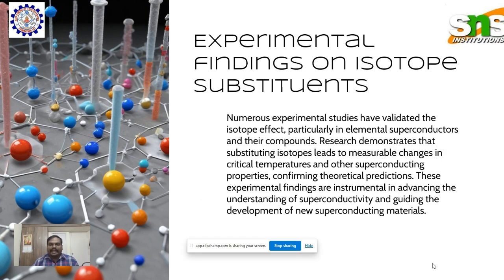Experimental findings on isotope substitution. Numerous experimental studies have validated the isotope effect, particularly in elemental superconductors and their compounds. Research demonstrates that substituting isotopes leads to measurable changes in critical temperatures and other superconducting properties. Confirming theoretical predictions, these experimental findings are instrumental in advancing the understanding of superconductivity and guiding the development of new superconducting materials.